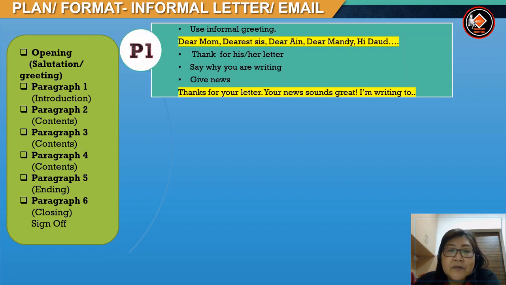So here let's look at the first part. You can use informal greeting. For example, dear Mom, dear Sis, dear Ain, dear Mandy, hi there. You can write also, which is to thank the person for his or her letter. And then you can also say why you're writing or give news. For example, thanks for your letter. Your news sounds great. Or I'm writing to.